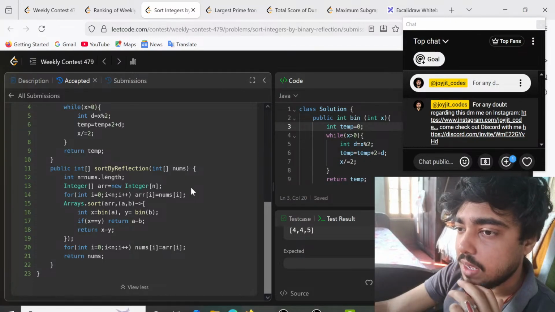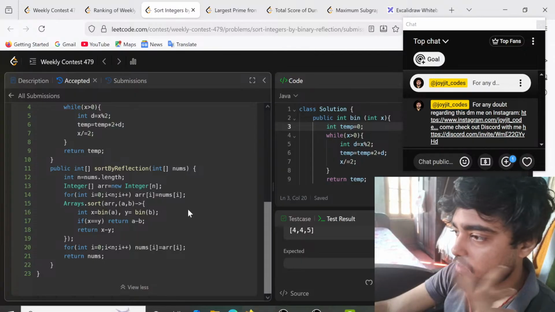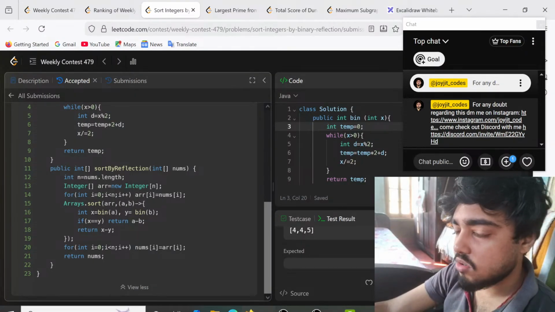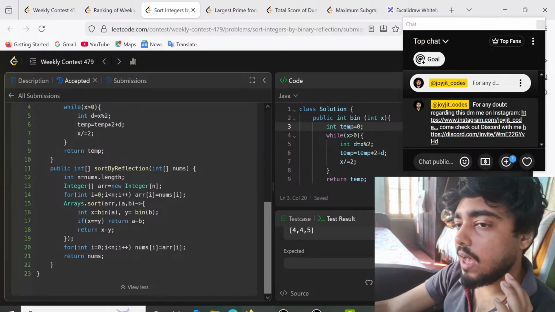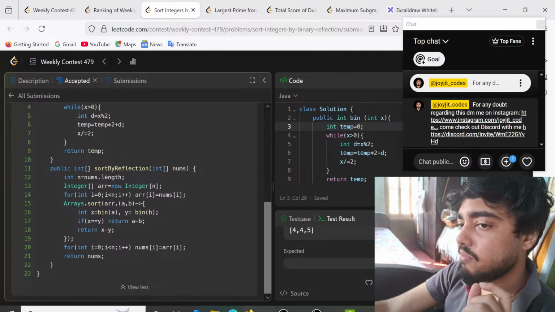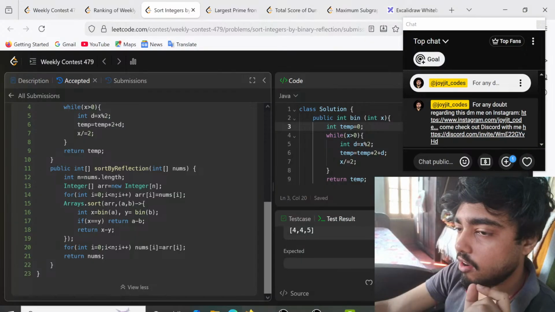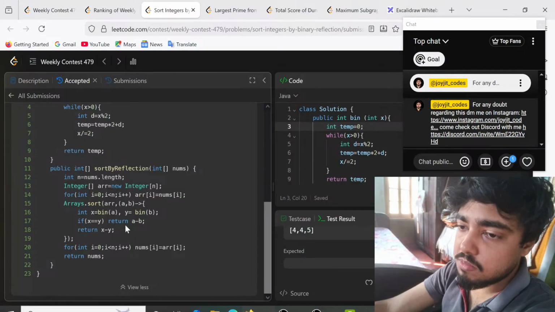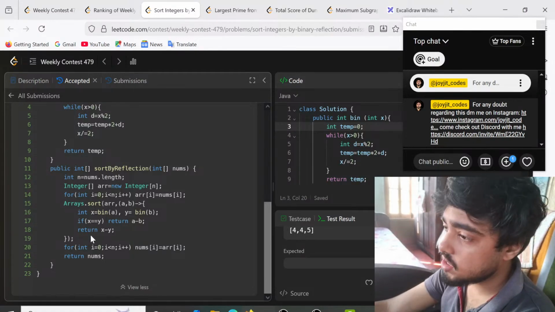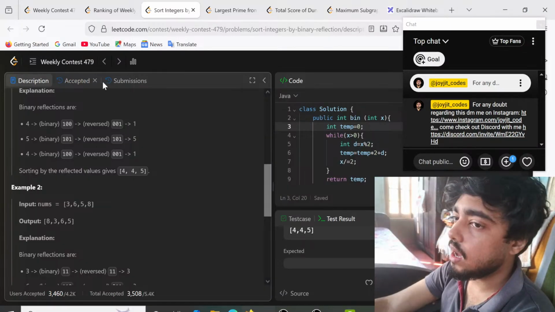So I'm making a deep copy of nums. I could have made a shallow copy also, it doesn't matter because ultimately we have to return nums only. I'm making a copy of it and then sorting it on the basis of x equal to bin of a, y equal to bin of b. The bin function gets the reverse binary of a specific number. If the reverse binary of both numbers is the same, then we sort on the basis of the values of the numbers. If it is not the same, then we sort on the basis of the reverse binary of that number. That is what the question told us, and that is what we are going to do.